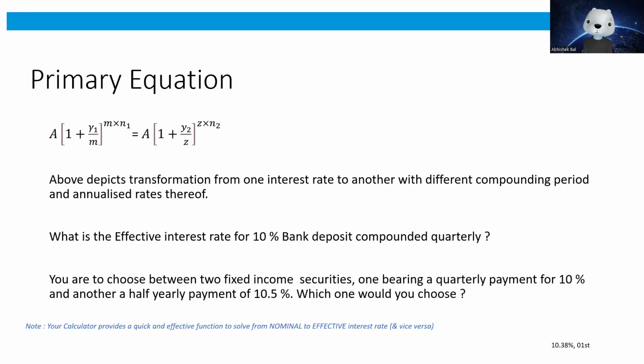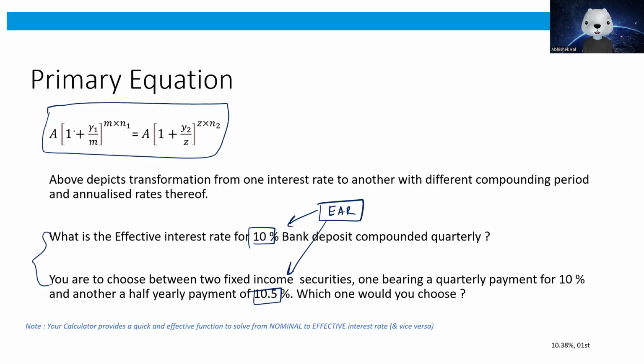Remember, we talked about choosing between two investment options, wherein one was paying you on a quarterly basis, another was paying you on a semi-annual basis. Which one to choose? How do we do that? We come out with something called the effective annualized rate. So we calculate the EAR for each of these investments, and then we choose the one that actually yields more. Okay. So this happens to be the primary equation of the same.